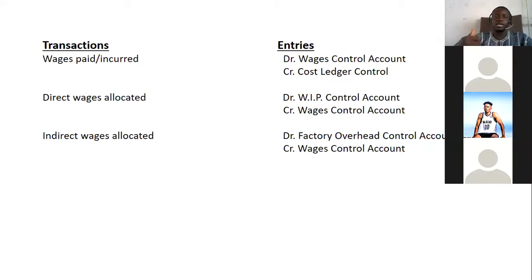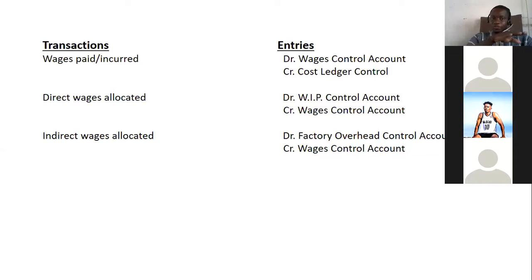So for instance, when we have direct wages allocated in a question, we are supposed to debit work in progress control account, credit wages control account. Then when you have indirect wages, you debit your factory overhead control account and then credit your wages control account. At the end of the day, you balance off that account. When it has been balanced off, you send the difference to the cost ledger control account.